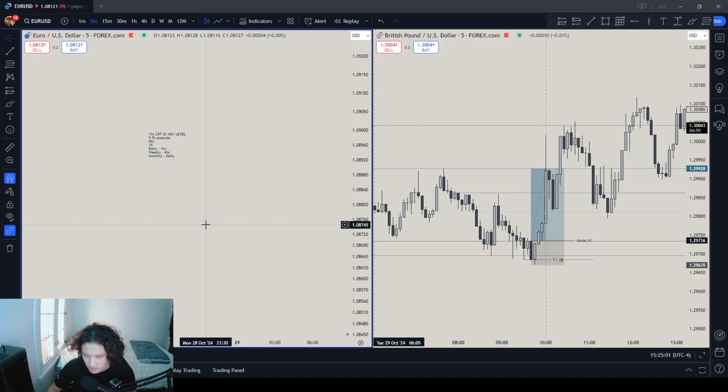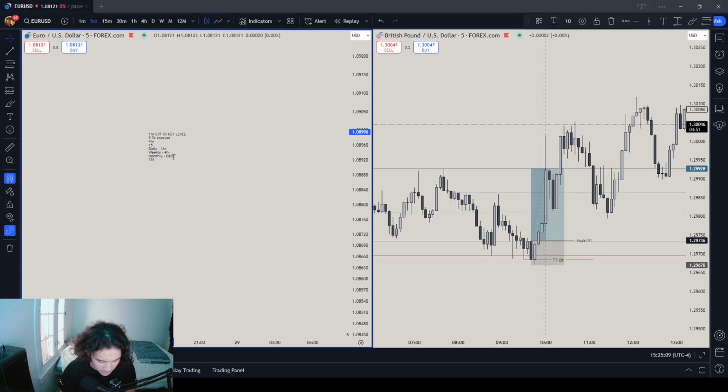And another one I missed is if you're using a 15 minute CRT key level, any of them, you're going to be looking at the 1 minute time frame to execute. So right there, it's the extra one. Forgot about that, I apologize.